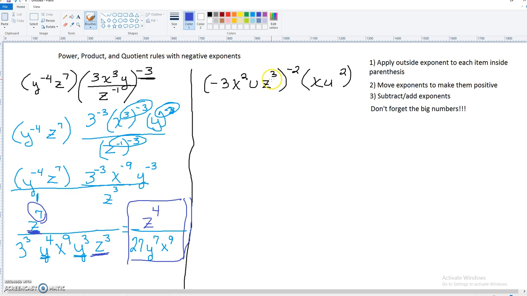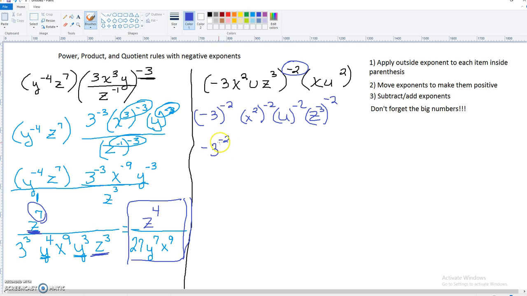The next one is very similar, except we don't have a fraction right off the bat. But we're still going to be distributing this outer exponent to everything inside the parentheses. So we're going to put negative 3, make sure you put those parentheses around it, to the negative 2, x squared to the negative 2, u to the negative 2, z cubed to the negative 2. Okay, and this will come down here in a little bit. I write too big, guys.